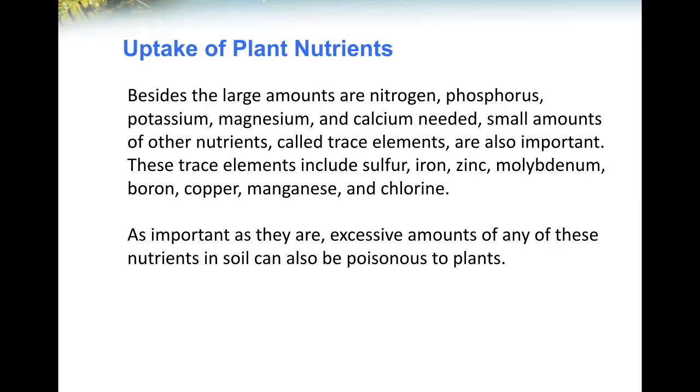Besides the large amounts of nitrogen, phosphorus, potassium, magnesium, and calcium needed, small amounts of other nutrients, called trace elements, are also important. These trace elements include sulfur, iron, zinc, molybdenum, boron, copper, manganese, and chlorine. As important as they are, excessive amounts of any of these nutrients in soil can also be poisonous to the plants.